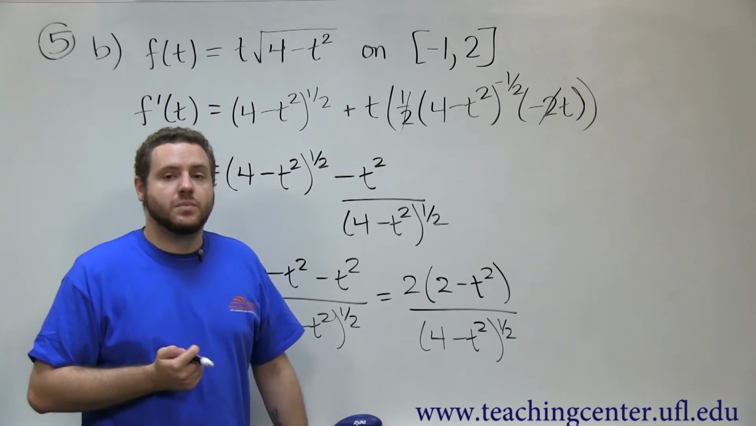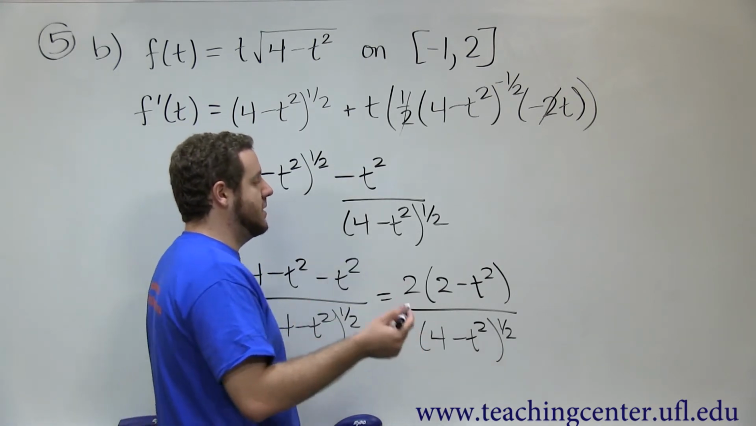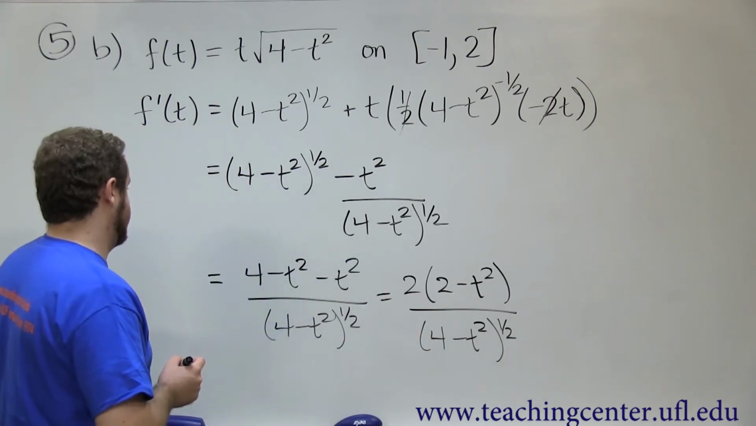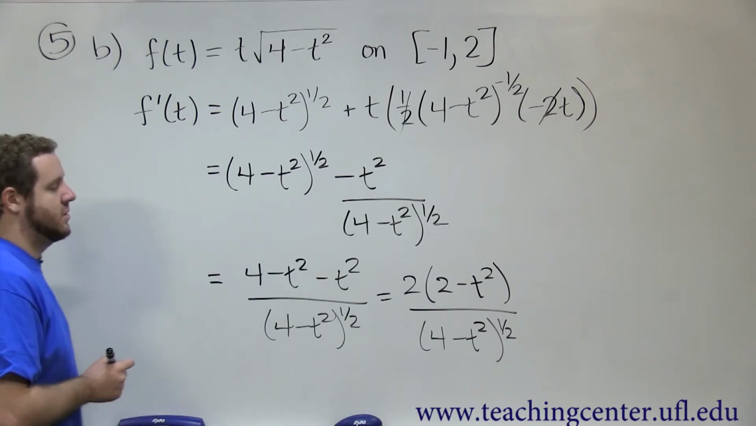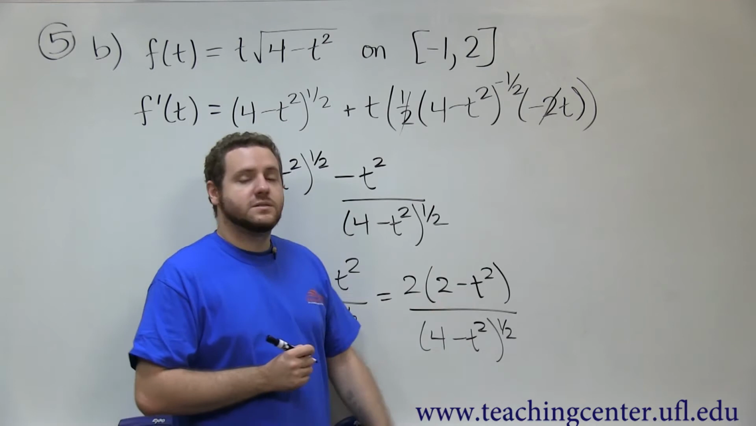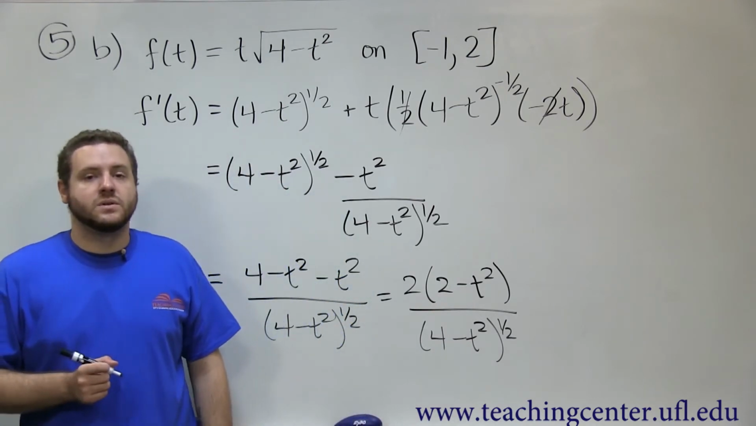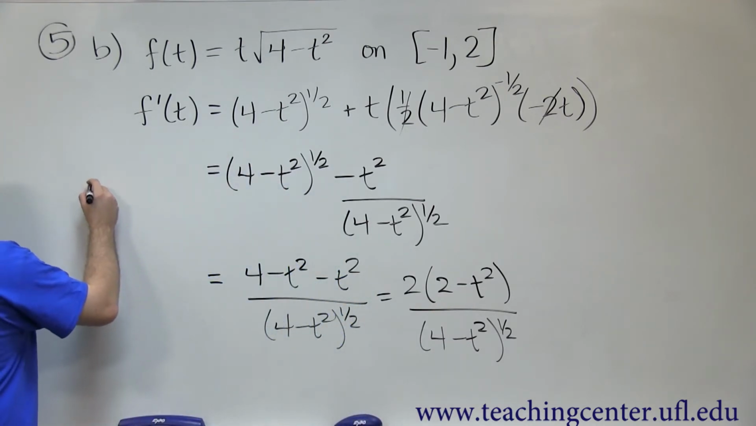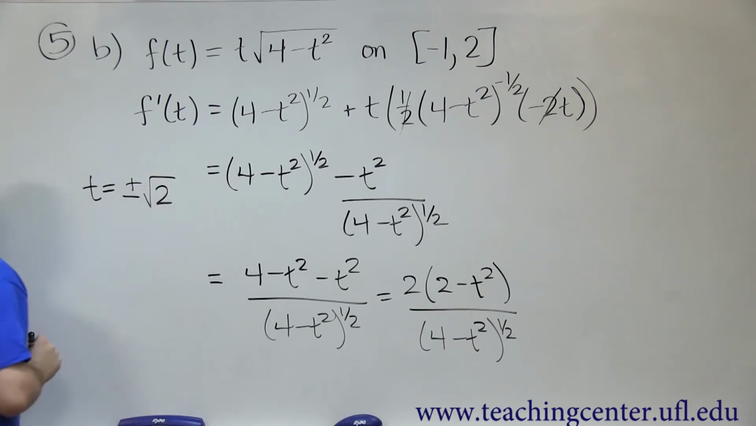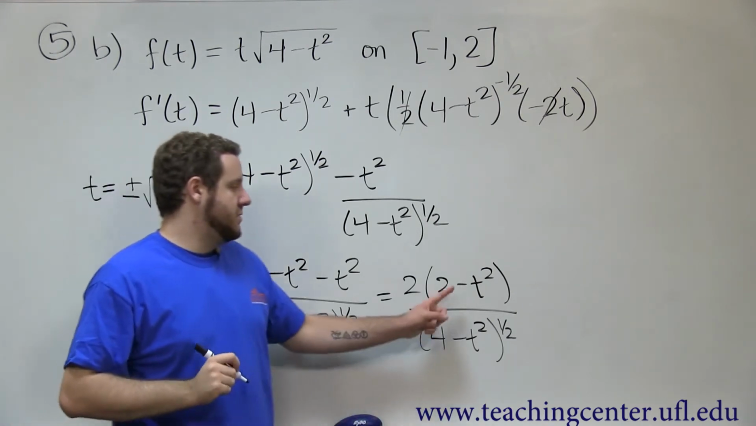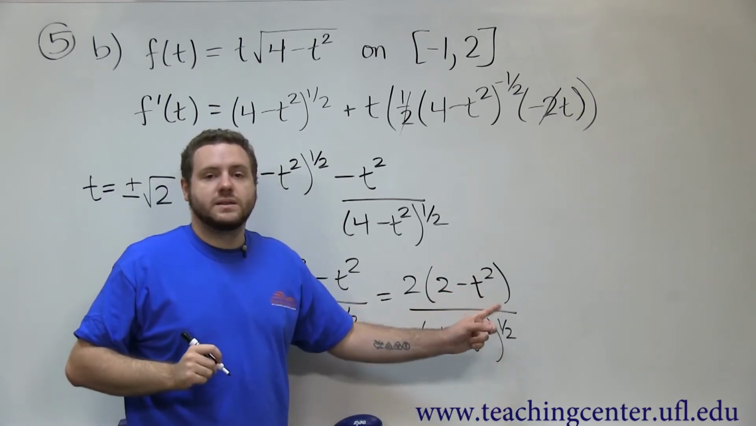So we have to consider both in this case. So where is the numerator 0? Where is the denominator equal to 0? So our numerator is equal to 0 when 2 minus t squared is equal to 0. In other words, t is plus or minus the square root of 2. Because if you put square root of 2 squared and then subtract these, you get 0.